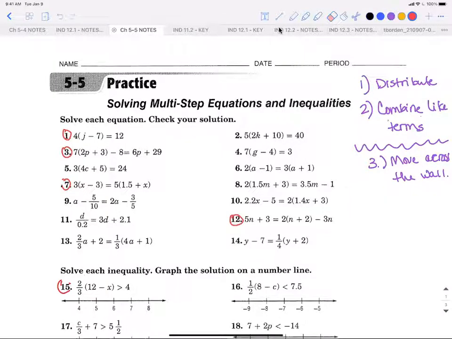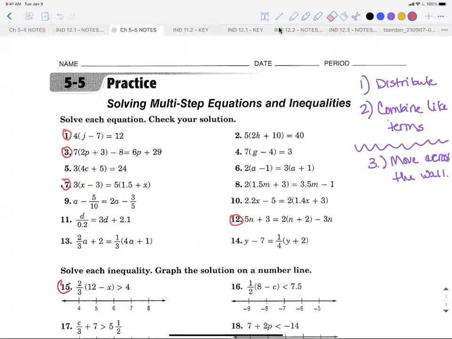Chapter 5-5 is a really good final section to chapter 5, and the reason is because it's really just a review itself. This is nothing new. This is everything that we have been doing in chapter 4 and chapter 5, all culminating in one section. So this is going to serve as an extra review for the test.